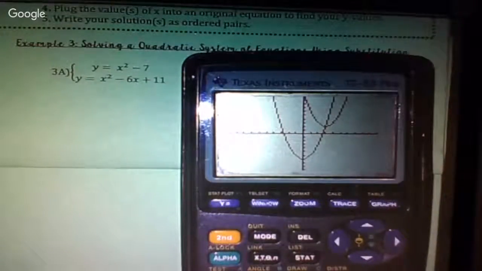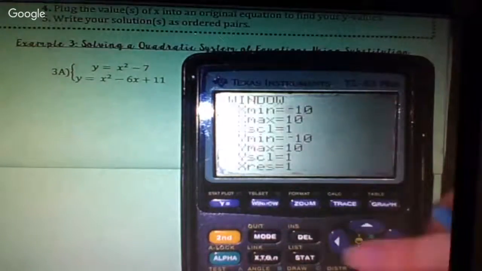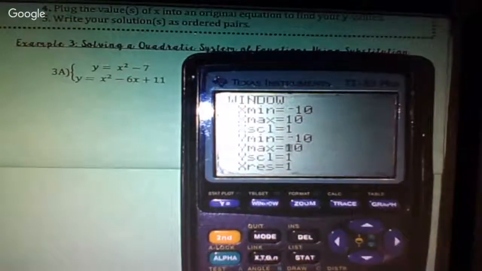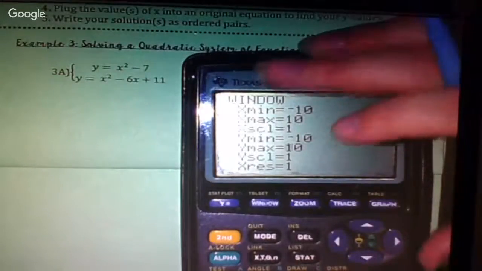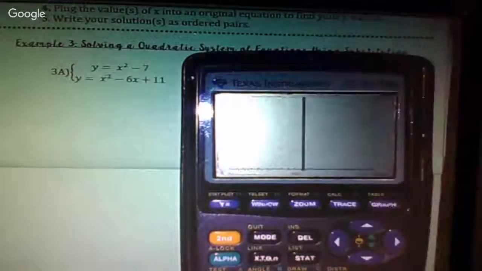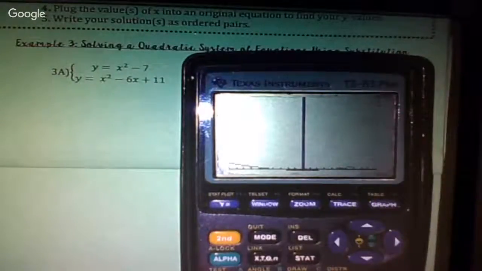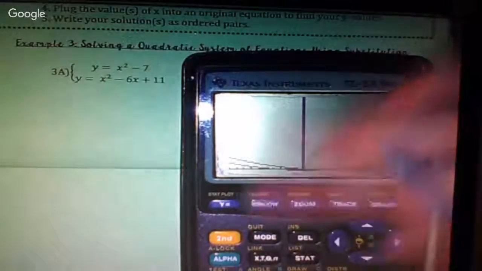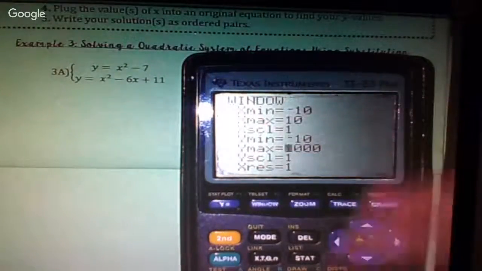Hold on, let's check it out. So let's go to our window. What did you take yours to, Jeremiah? I went to 100 right there, but I'm going to 1,000. You're going to 1,000? Oh my goodness. All right, let's see. Whoa, they never touch. Okay. That's something you should check though. I was right. You were right. Good job. So let me go back and fix that.